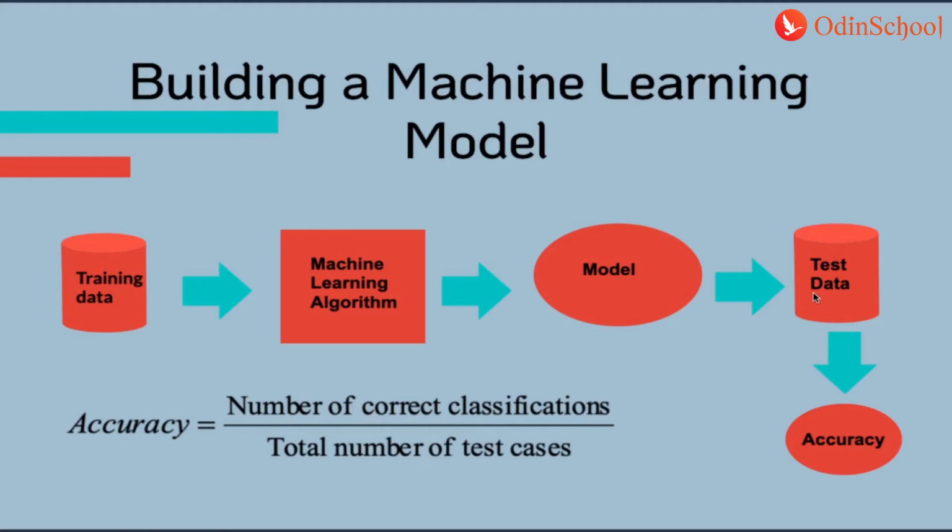What is validation? You build the model with the training data, then you use the test data, which is the remaining 20 to 30%. You test whether your results are correct or not, and from there you get the accuracy. This is the validation. Accuracy is the number of correct classifications over the number of test cases. So this is for classification.